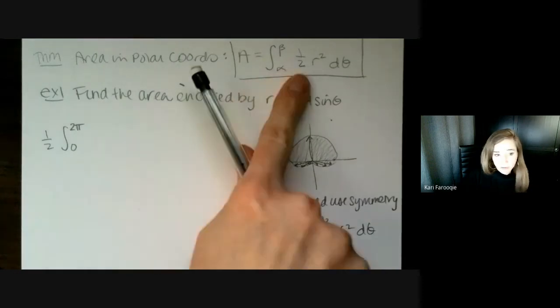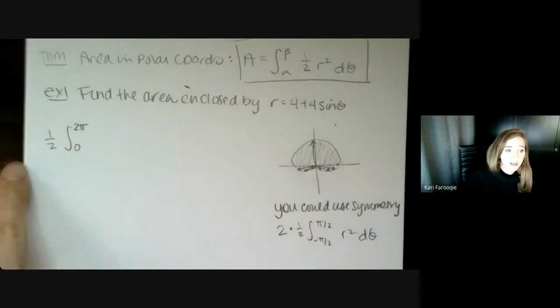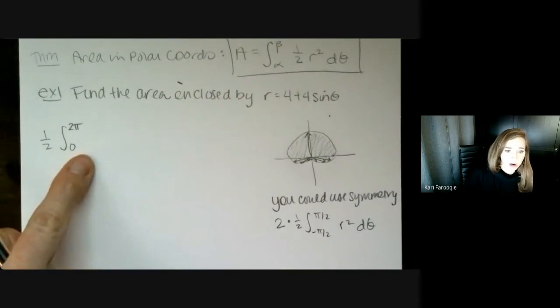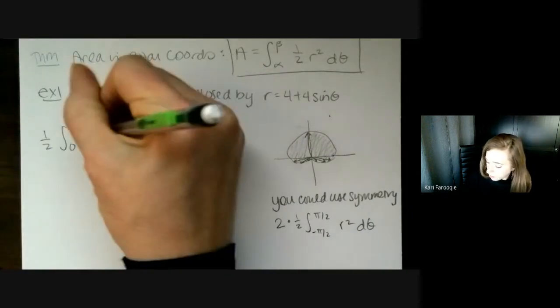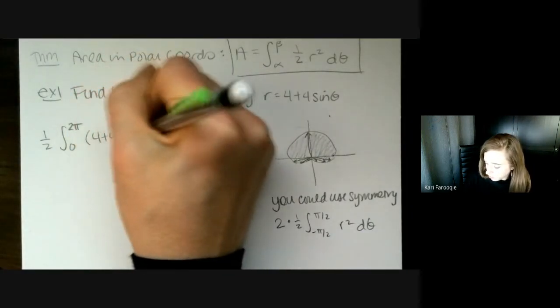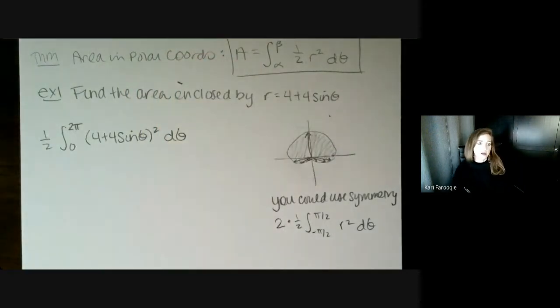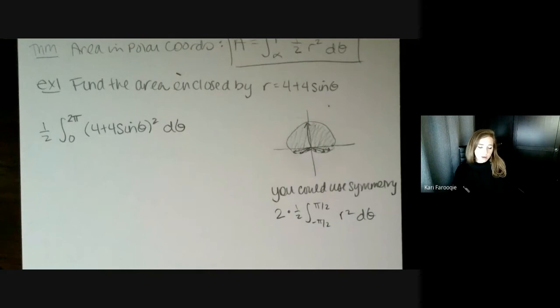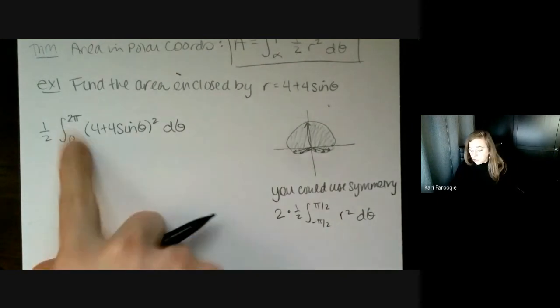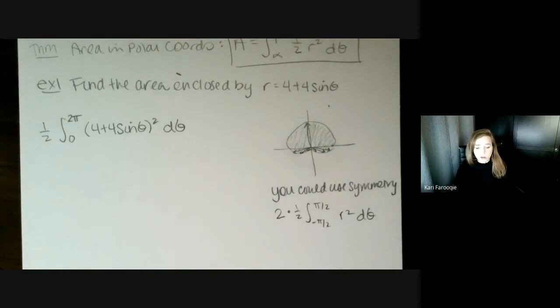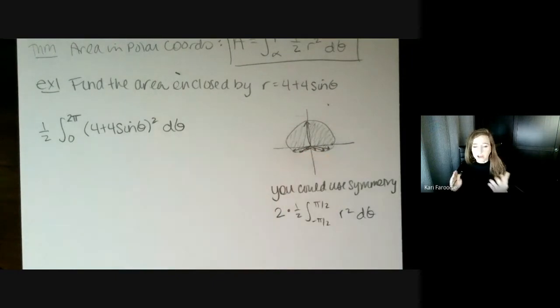So the 1/2 came from the formula. Inside our integrand, we're going to put r squared in there. Right now, I'm just going to write this as 4 plus 4 sine theta quantity squared d theta. Okay, so the hard part was just finding the upper and lower limits of integration. For a region like this, I don't even expect that to be a hard part for you. Questions on the setup? Other questions?